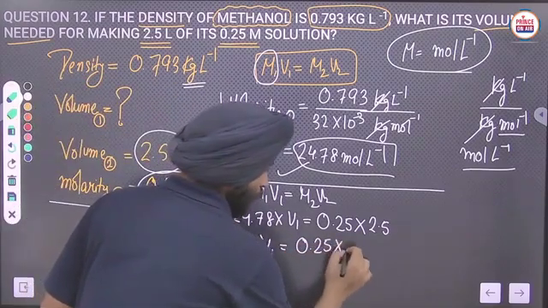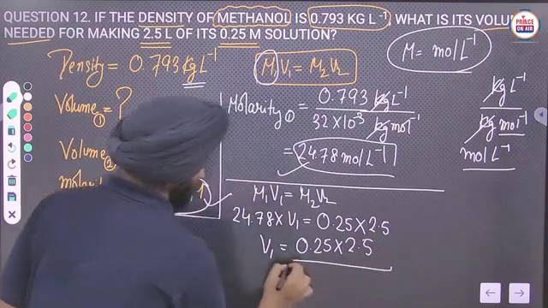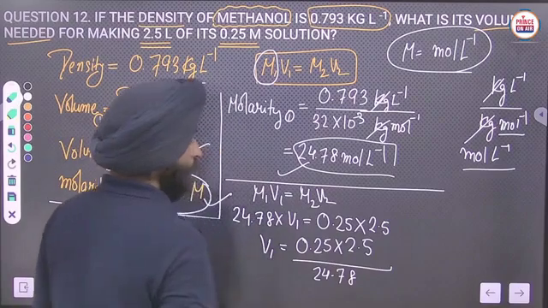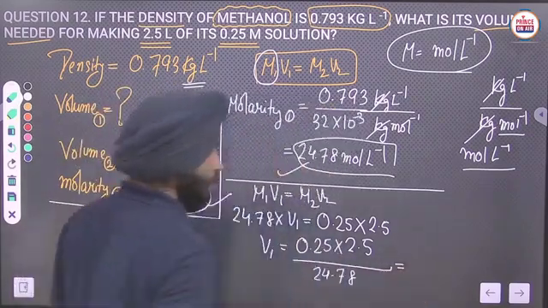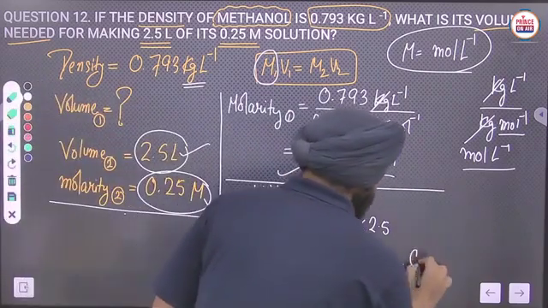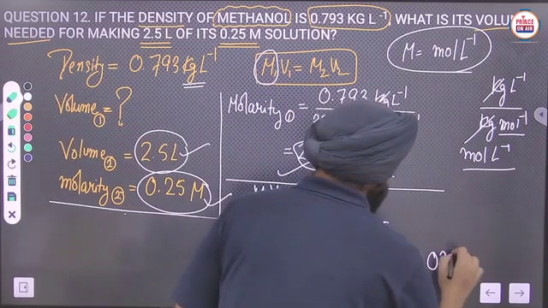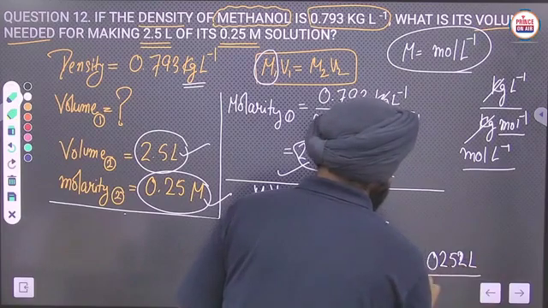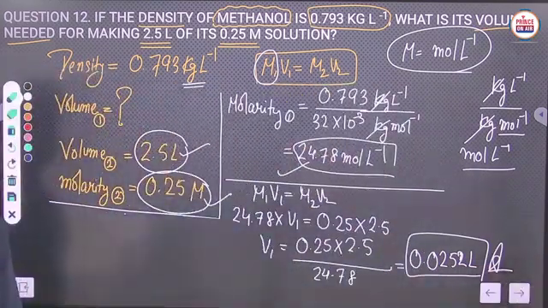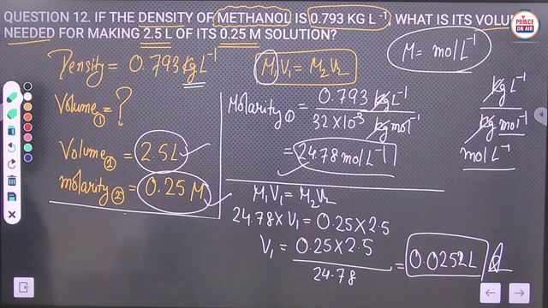So V1 comes out to be 0.25 into 2.5 upon 24.78. Just solve this value now, and the result will come out to be 0.0252 liter. That will be the answer, so just note it down.